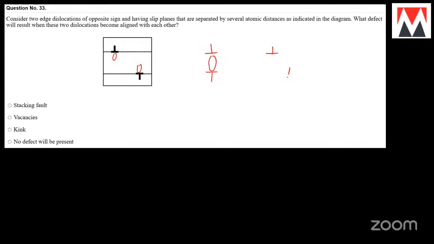Suppose it is like this and like this, on the same plane. Then these two dislocations will combine together, and annihilation of dislocations will happen. So this will give you a vacancy. V will be your answer. Please try this question.